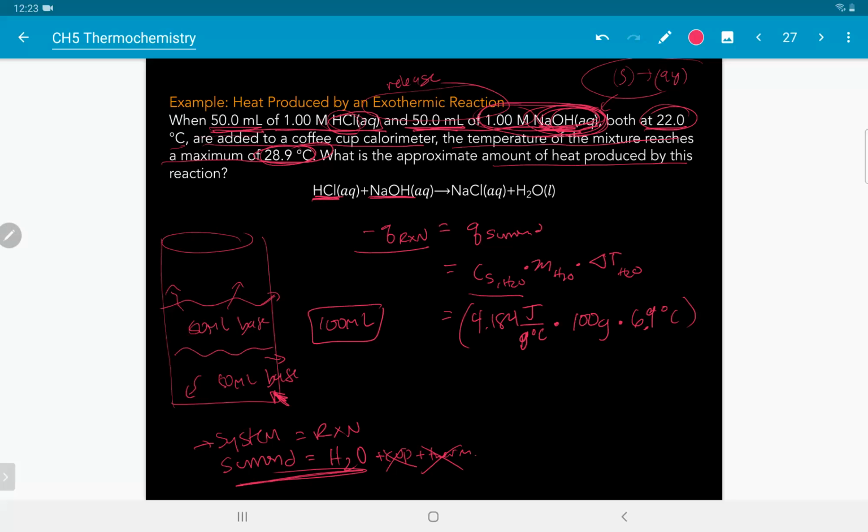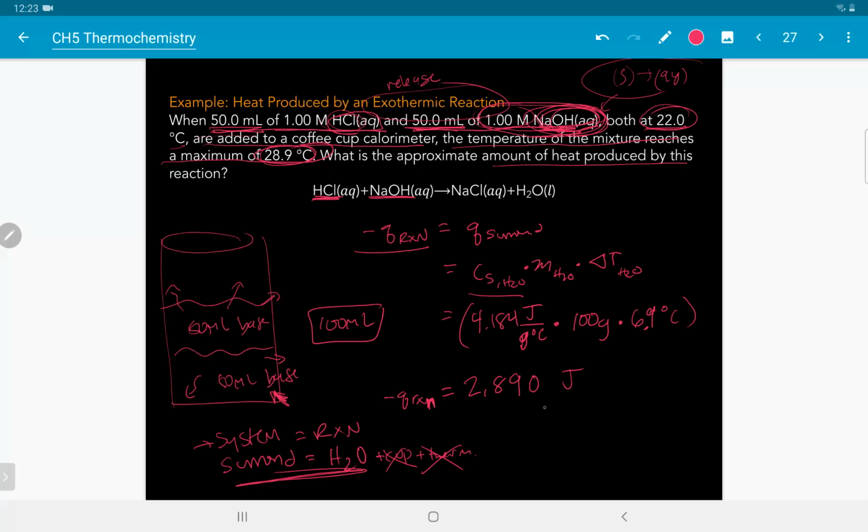All right, so let's just plug and chug. If we take our change in temperature, multiply it by the mass of water, which was 100 grams, multiplied by the specific heat of water, which is 4.184, I get 2,886.7. How many sig figs do I need though? I just need 3. So 2,890 joules, negative Q reaction.